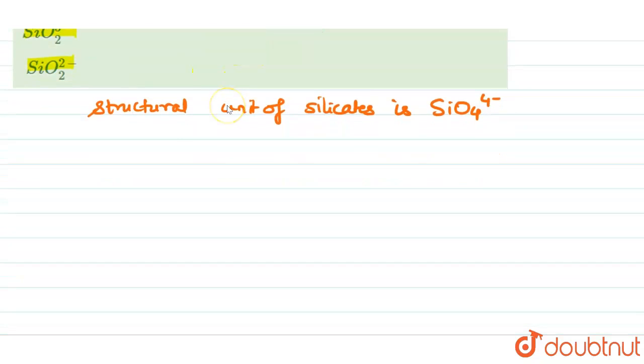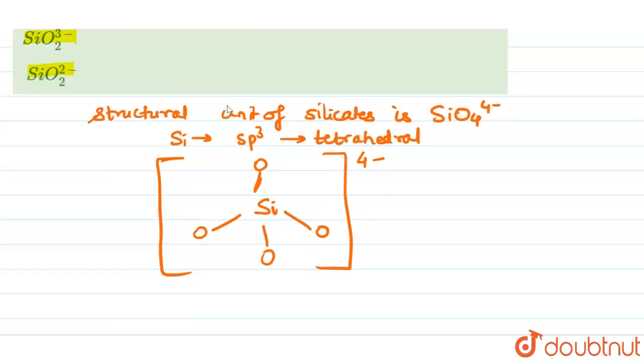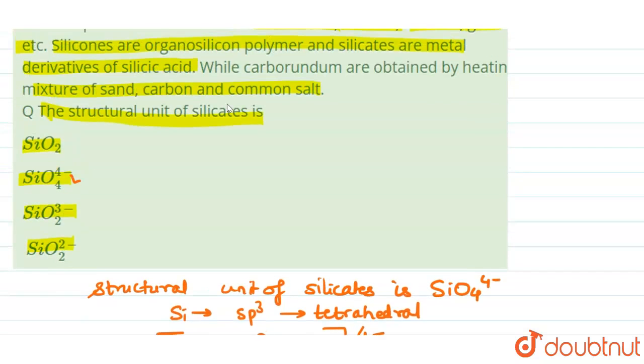So the structural unit of silicates is SiO4 4 minus, and over here this Si is sp3 hybridized and has tetrahedral geometry. So it is something like this: Si, O, O, O and O, and there are 4 minus charges present, so this will be 4 minus. So the correct answer is option B, SiO4 4 minus.